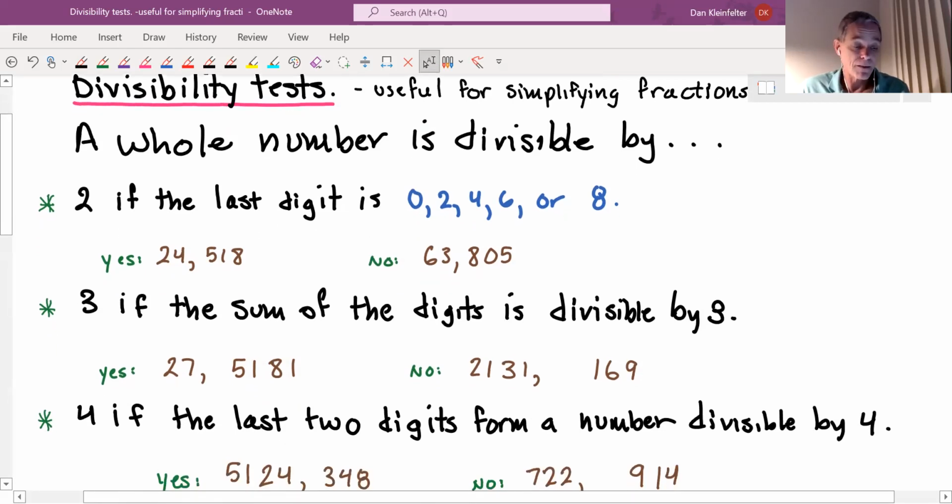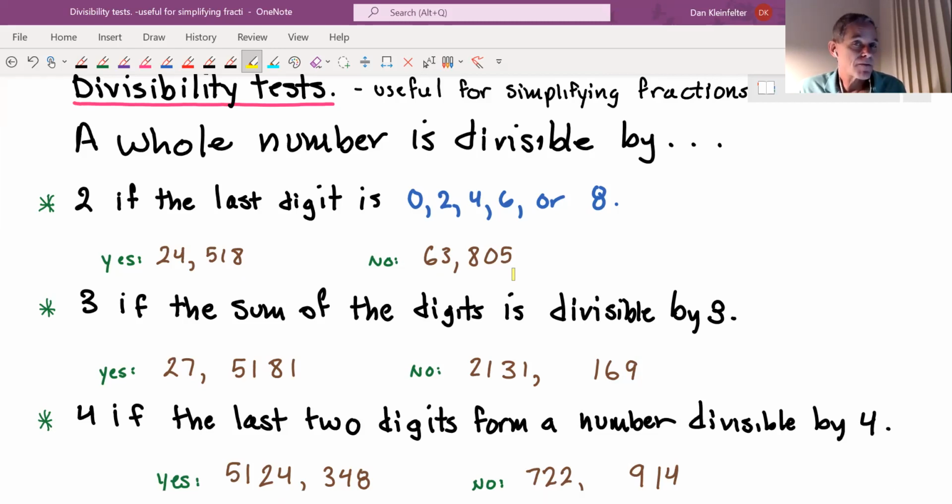Okay, so a couple of examples. 24, 518. 24 ends in a 4, 518 ends in an 8. Those are even numbers. They're divisible by 2. 63 and 805, those are both not divisible by 2. They don't end in 0, 2, 4, 6, or 8. That one is probably the easiest, most familiar test.